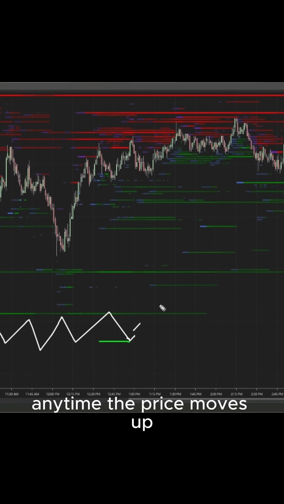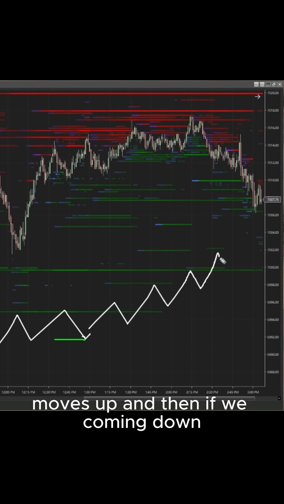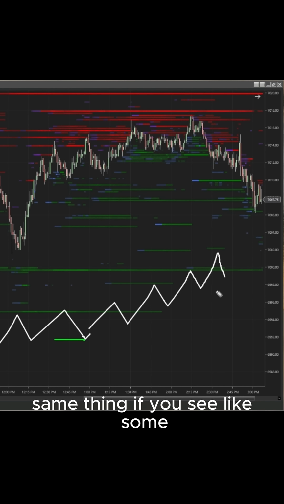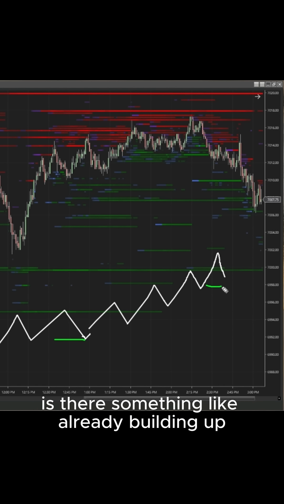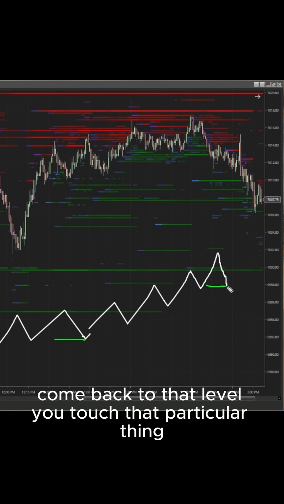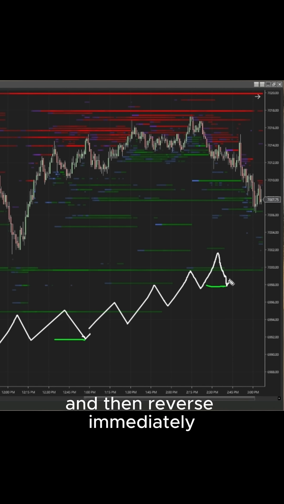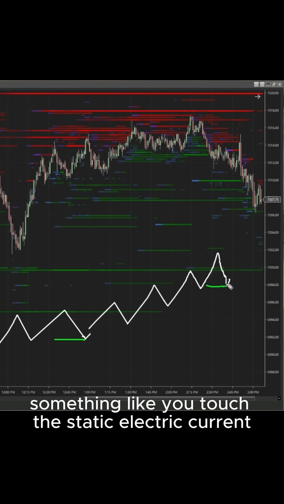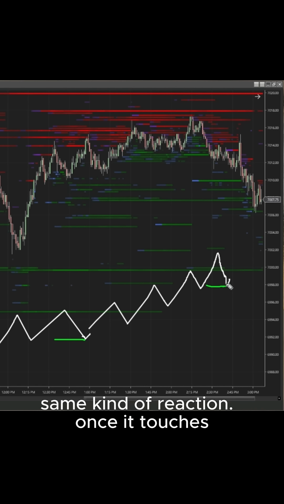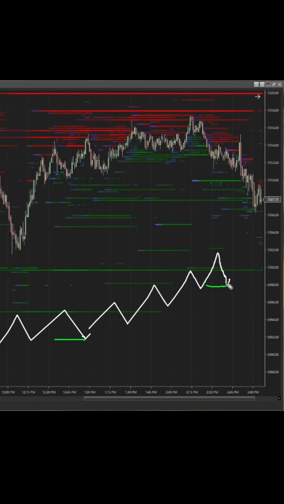Anytime the price moves up and then we are coming down, if you see the strongest liquidity already building up, a very huge quantity, what are you going to do? When the price comes back to that level, touches that particular thing and then reverses immediately, immediate rejection, something like when you touch a static electric current, how fast you take your hand off, you feel some kind of reaction. Price, once it touches, it pulls back immediately.